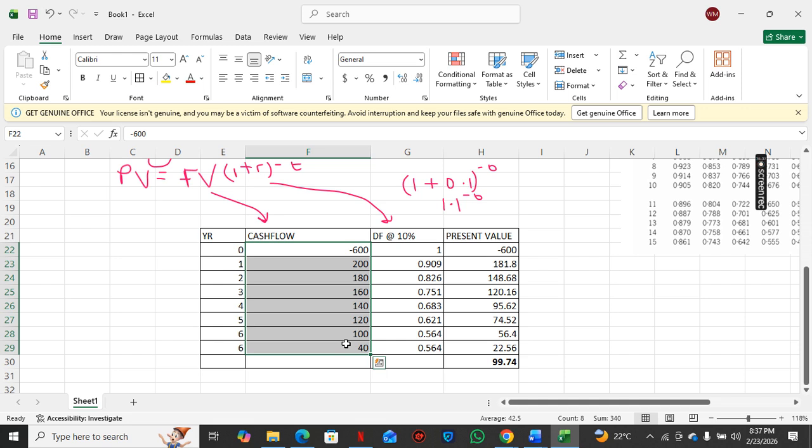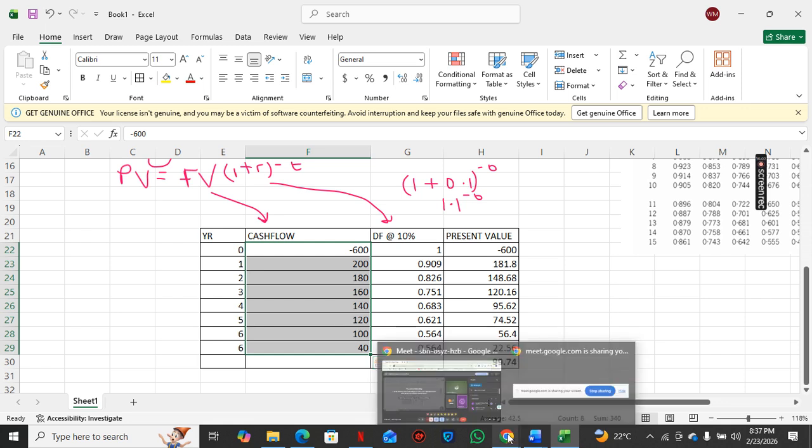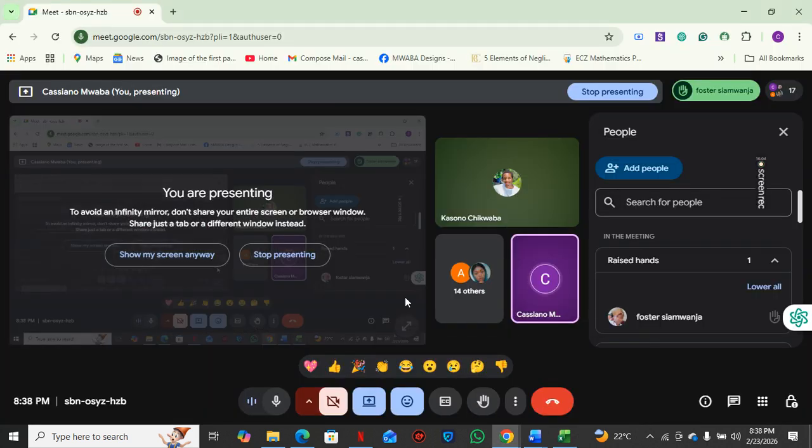On a bad day, you have to tabulate these for yourselves. They'll give you information, then you have to calculate these cash flows for yourselves. They'll just give you information about fixed costs, direct costs, and you have to get the profits, your expected profits. Those expected profits will be your future cash flows.